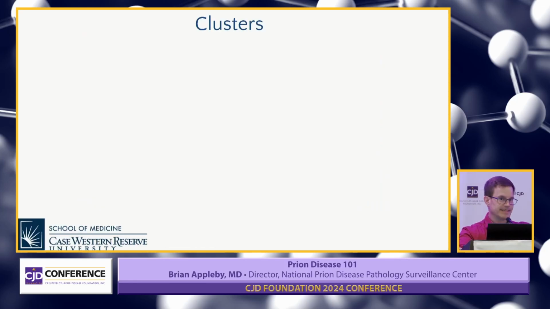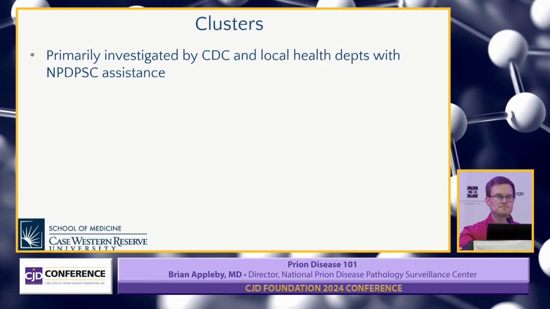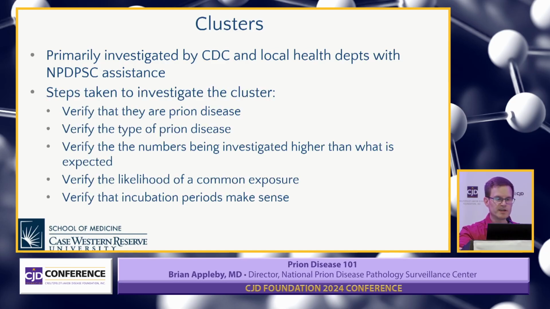So that leads to the question, like with our ladies in Southern Maryland, about clusters. Clusters do happen. One of the things about rare disease is if you have 1 case, you have 1 case, but if you have 2 cases, it looks like you have a cluster. So we're just going to briefly talk about how we handle clusters, and you'll hear a little bit about this from Dr. Maddox from CDC tomorrow as well. Clusters are primarily investigated by CDC and local health departments with our assistance as well at the Prion Center.